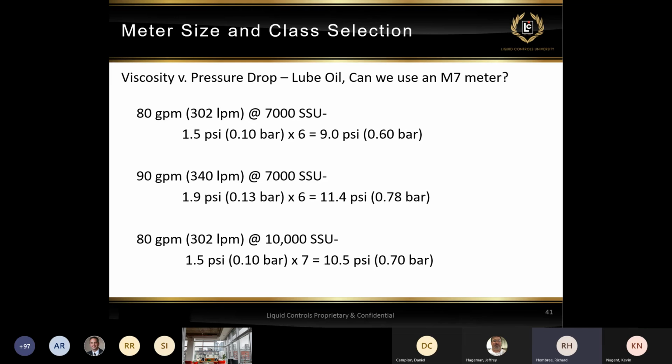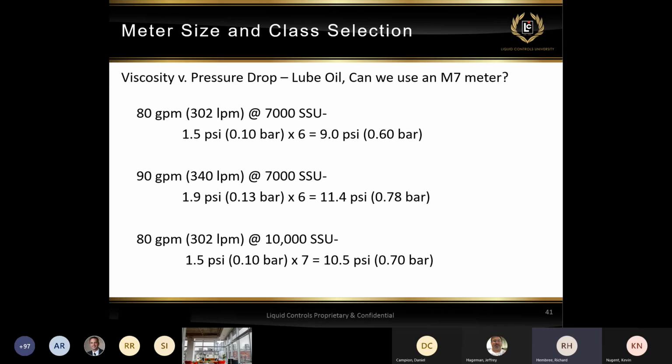If the flow rate gets up above 80, you may want to look at going with the M15 just because of the lower pressure drop. And also system requirements, you may want to look at other pressure drops in the system as well.